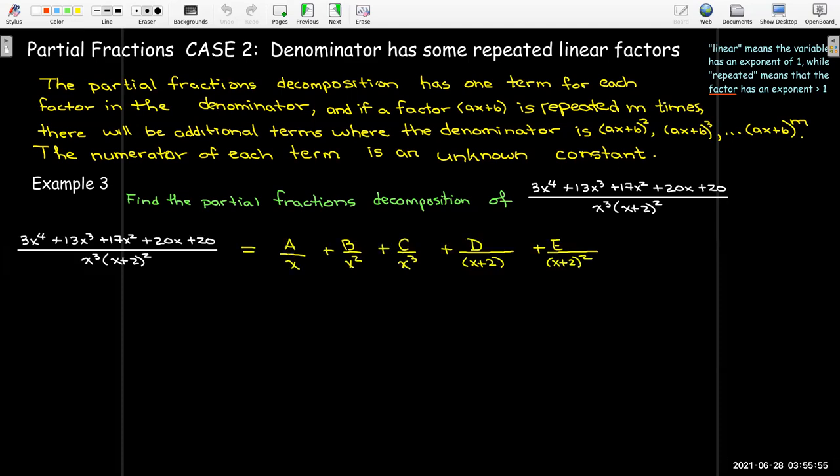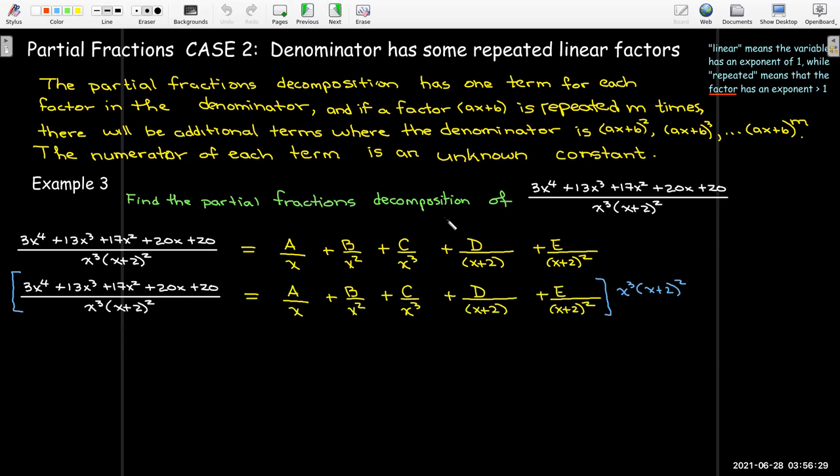So I need to have a constant over x, a constant over x squared, and a constant over x cubed. That's for the x cubed factor. For the x plus 2 squared, I'll need a constant over x plus 2 and another constant over x plus 2 squared. Find the value of these five numbers, a, b, c, d, and e. I'll use the same technique. I'm going to multiply the entire equation, so all of the terms on both sides, by the LCD.